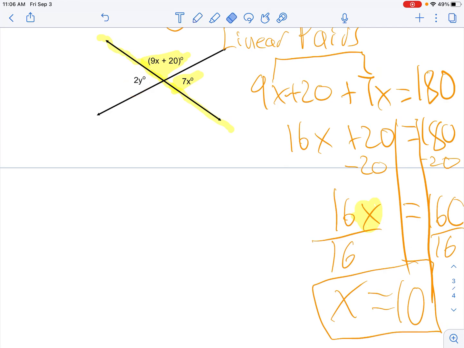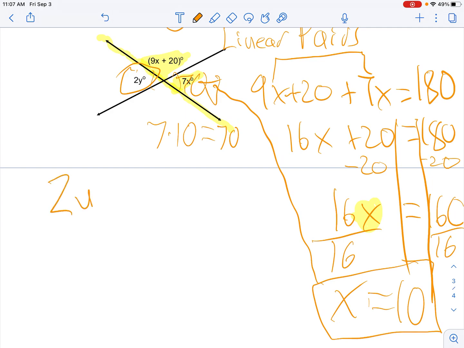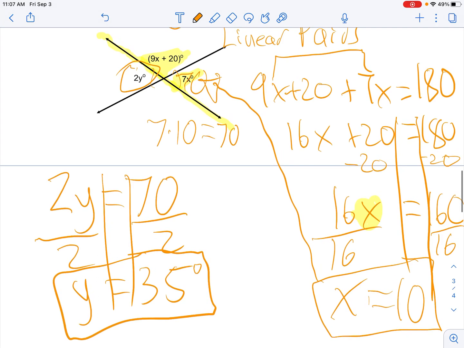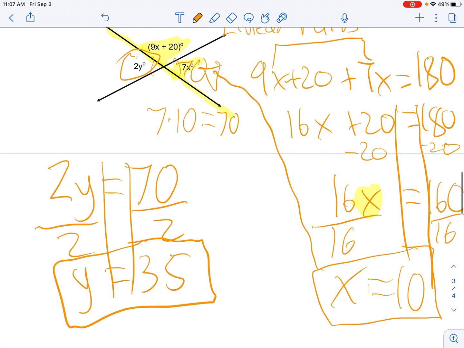So remember, vertical angles are congruent, which means this angle is the same as this angle. So we're going to plug this in, and we're going to say, hey, 7 times 10 is 70. So I know that this angle is 70 degrees, which means this angle also has to be 70 degrees. So 2y equals 70. To get y by itself, I'm going to divide by 2, and y equals 35. So y is 35. It's not degrees. It's just 35. And x is 10.